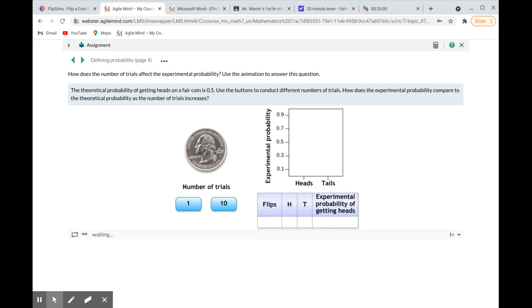So we're going to do, it says we can do 10 trials. So if we look at the first one, we got heads. Then we got tails. 3 tails. All right, so out of 4, we got 1 head and 3 tails. That's what I got a while ago.